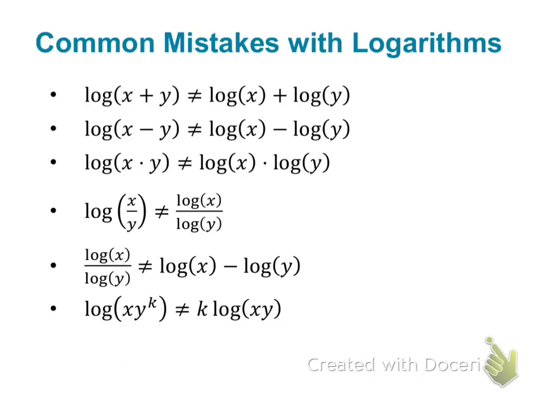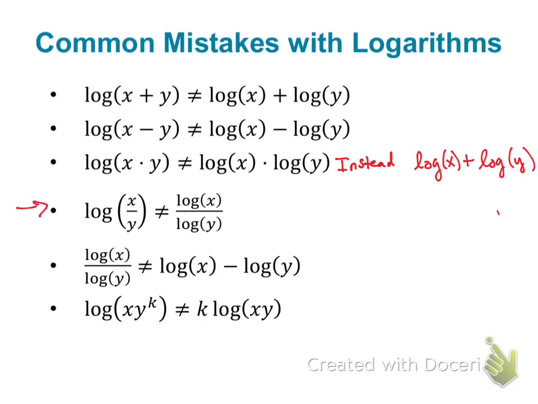Here are some common mistakes to look out for when you're trying to simplify logarithms. Notice there's no property that says logarithm of an argument added or subtracted can be simplified. Notice if you have log of two factors, this is not equal to log of the first factor times log of the second factor. Instead, it equals log of the first factor plus log of the second factor.